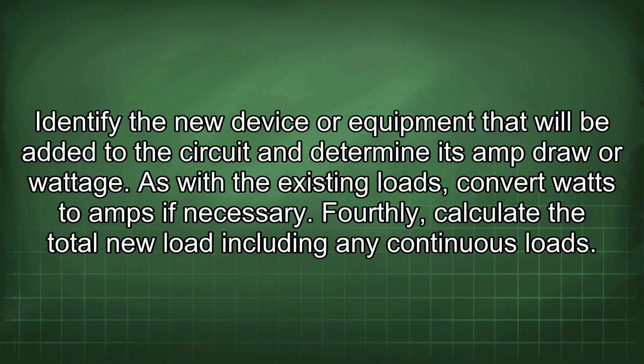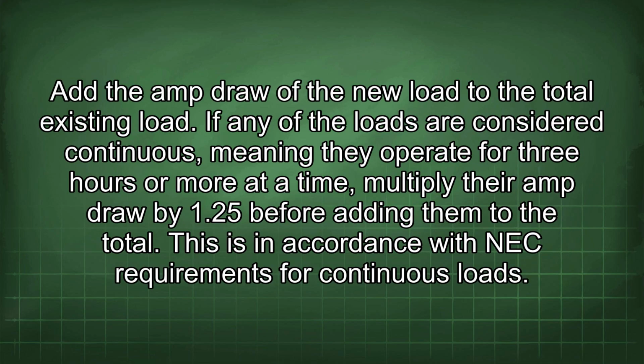Fourthly, calculate the total new load including any continuous loads. Add the amp draw of the new load to the total existing load. If any of the loads are considered continuous, meaning they operate for 3 hours or more at a time, multiply their amp draw by 1.25 before adding them to the total. This is in accordance with NEC requirements for continuous loads.